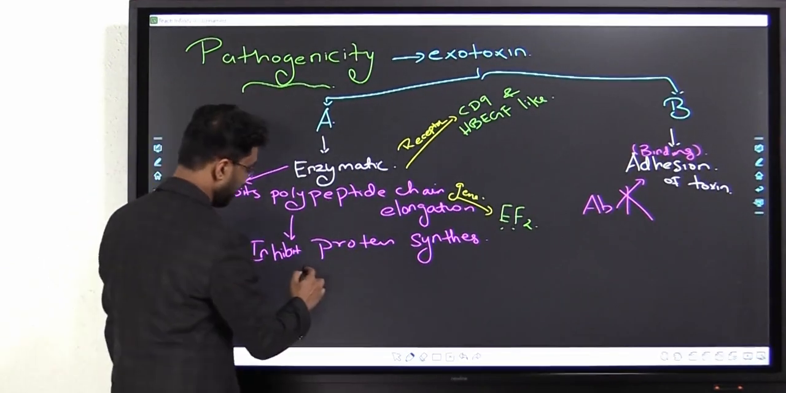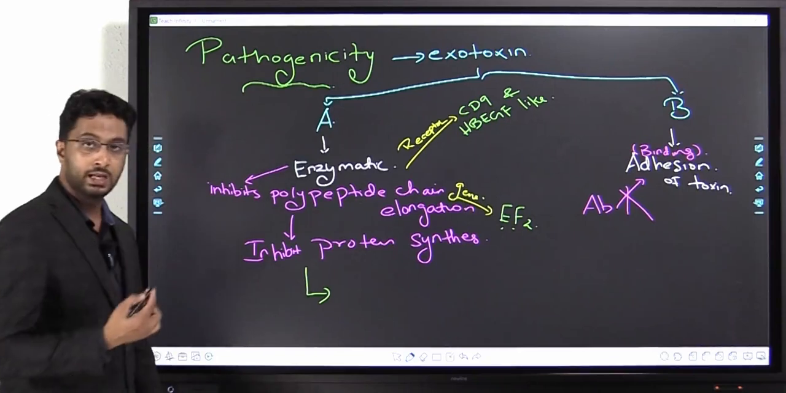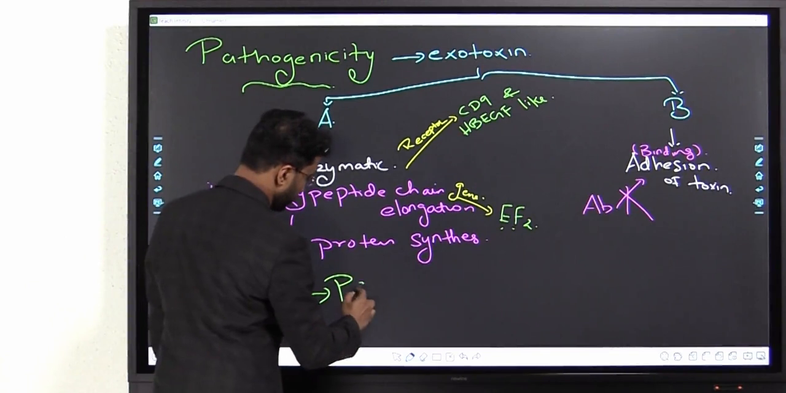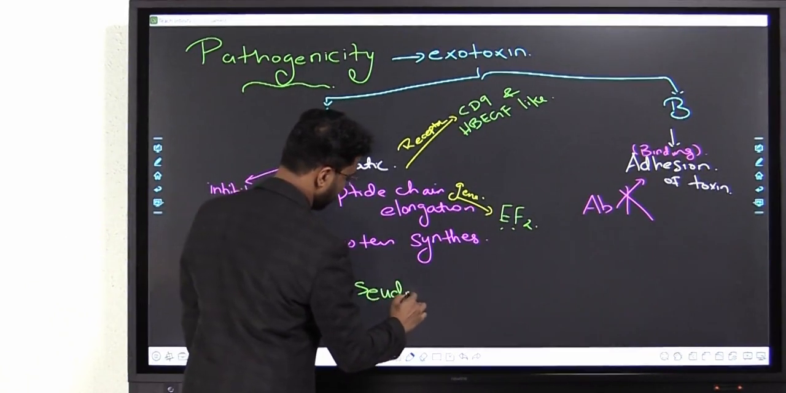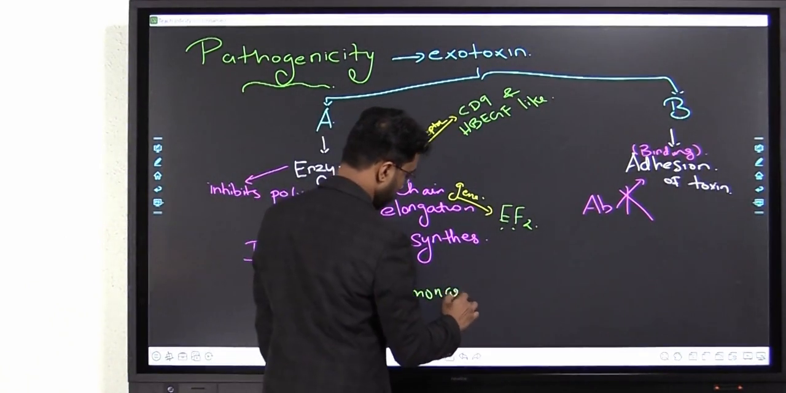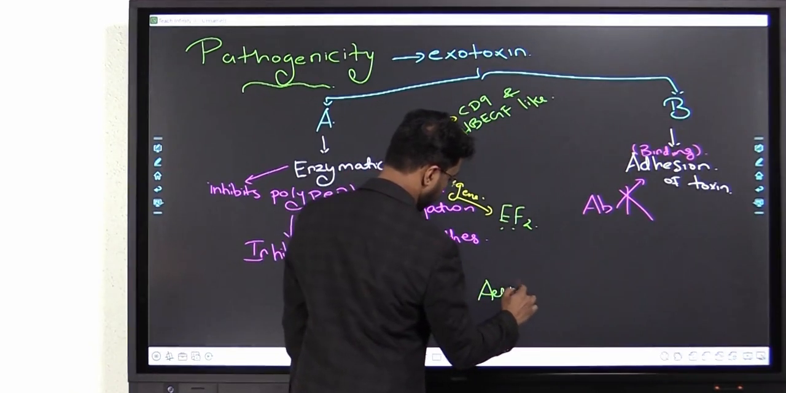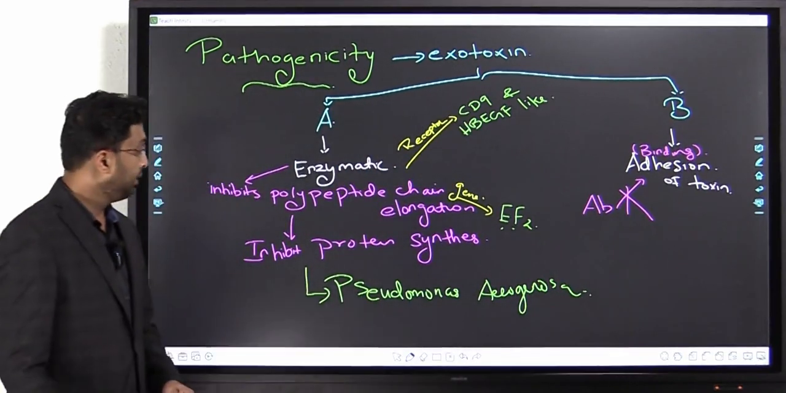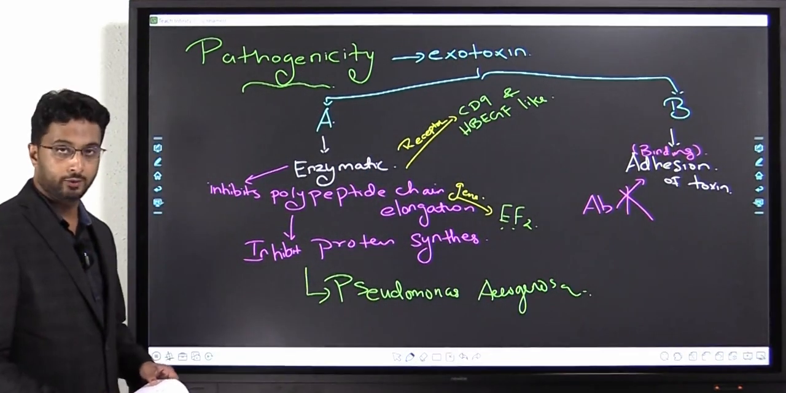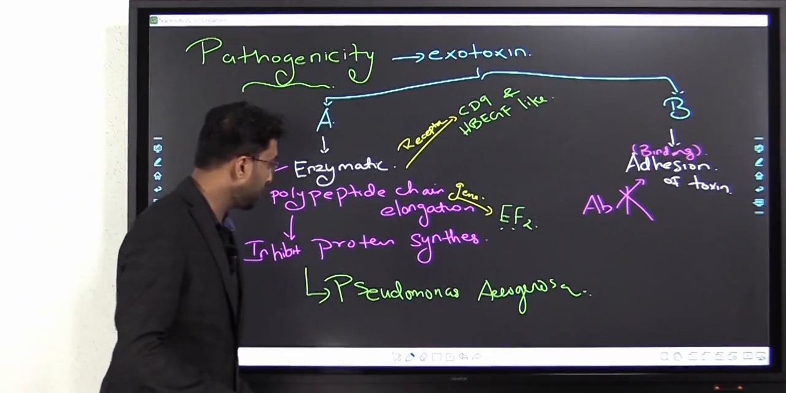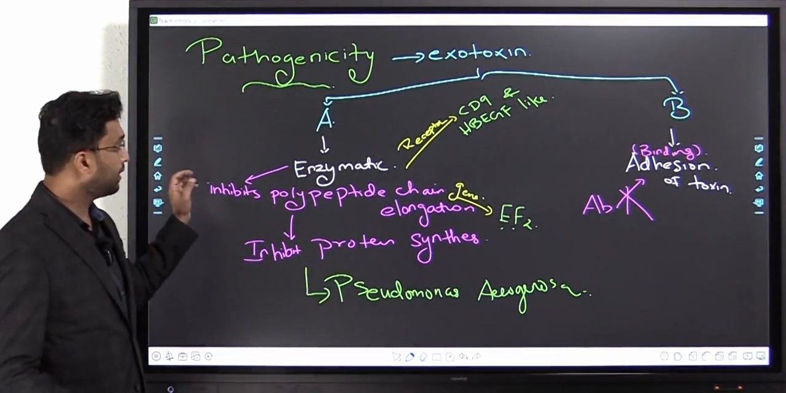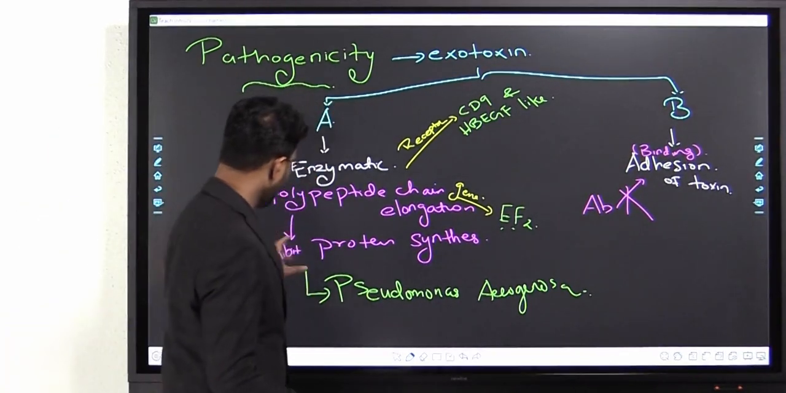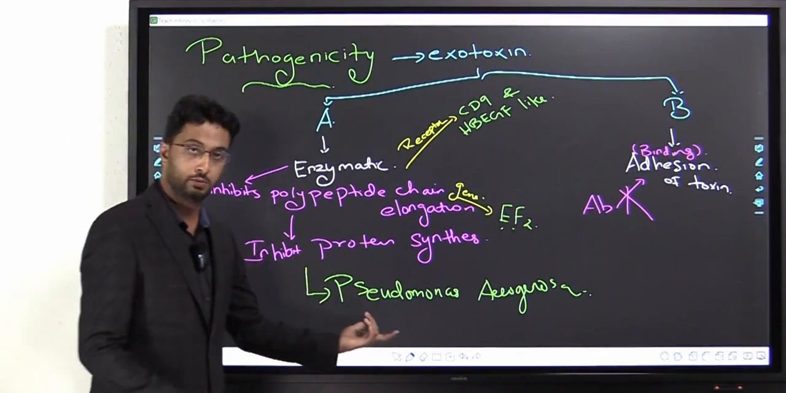Now, there is another bacterium which has a similar mechanism of action that inhibits protein synthesis, which is Pseudomonas aeruginosa. We are going to study it. Pseudomonas aeruginosa is a very important infection for anyone working in a hospital. Don't dentists work in a hospital? Yes, they do. So now, inhibition of protein synthesis, similar mechanism.